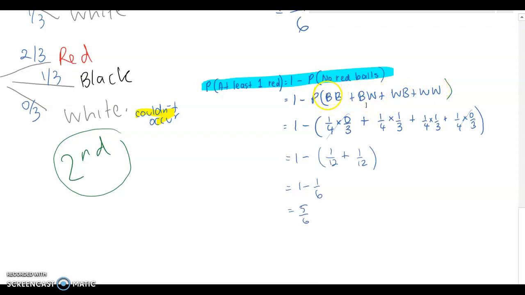I'm multiplying across, those are those individual letters together, and I'm adding down. What you will note is that we can't have a black, black, and we can't have a white, white. I've put those in there with 0 over 3, but they will go to 0 in our answer. So that is okay if we leave those in there. So what we end up with is a 12th and a 12th when we times those together. Add those together, 1 minus a 6th, and we get 5/6 for that answer.